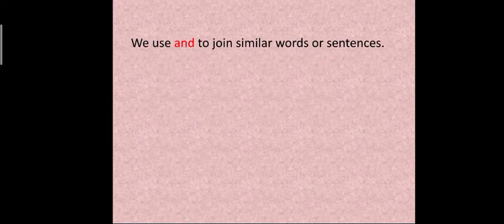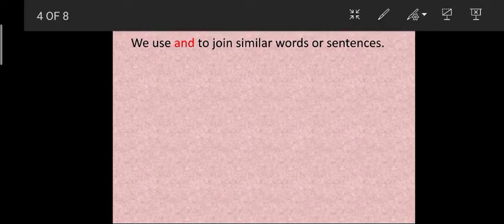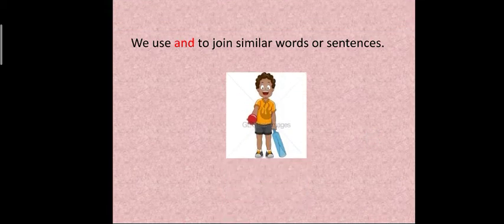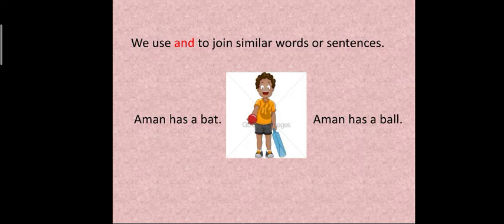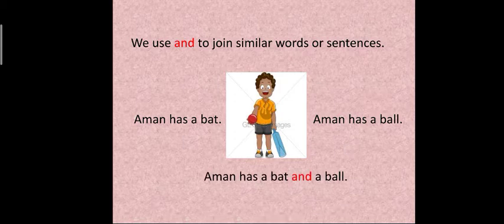We use and to join similar words or sentences. For example, Aman has a bat, Aman has a ball. The two sentences are related to each other with similar ideas. So, in this case, we use and to join sentences with similar ideas. And the sentence is, Aman has a bat and a ball.